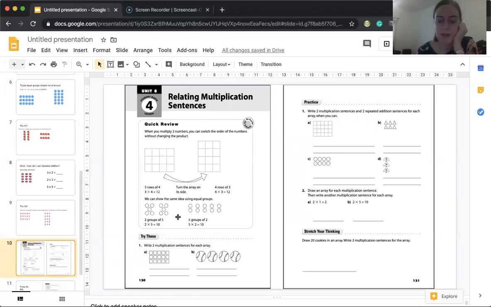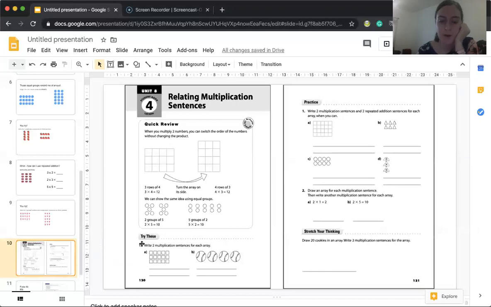Now here's the same idea using equal groups. So I have 2 groups here with 5 in them. So 2 groups of 5, 2 times 5 equals 10. Over here, it's the same number of circles, but now we have groups of 2. 1 group of 2, 2 groups, 3 groups, 4 groups, 5 groups. So I have 5 groups times 2 dots in each group equals 10, okay?